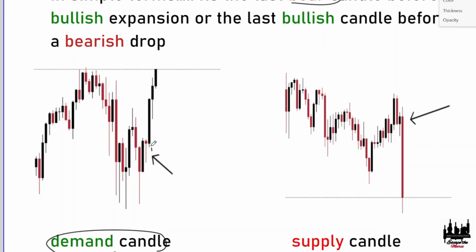And what is it? It's the last bear candle before a bullish expansion. This is a supply candle. The last bullish candle before a bearish drop. And what qualifies it? Because as you can see, there are plenty of them all around the charts. Most importantly, they're the ones that have a strong reaction and they break a significant resistance level.